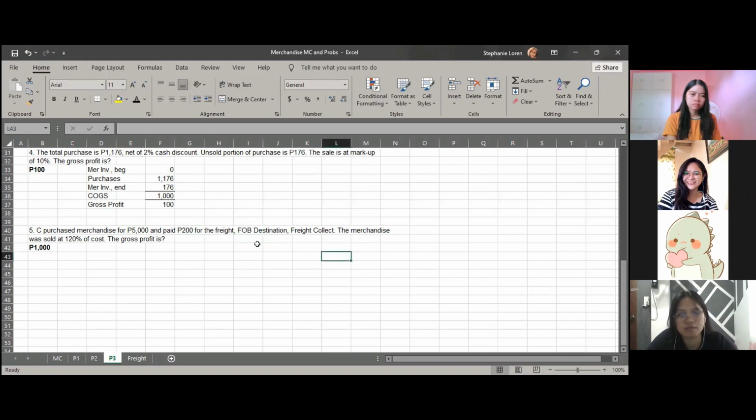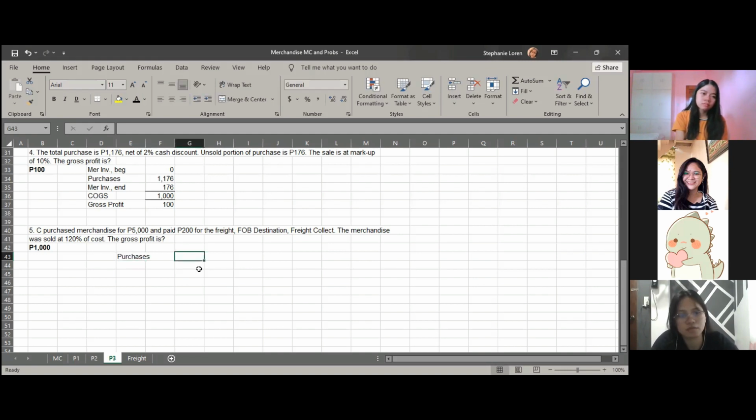So, pag FOB destination, ang mag-shoulder ng freight is yung seller. Correct? So, hindi siya kasama ng cost ng inventory mo or ng purchases mo kasi hindi ikaw yung mag-shoulder ng cost ng freight. However, sabi niya dito, freight collect. So, ikaw yung nagbayad. Binayaran mo lang. Kaso, hindi ikaw yung mag-shoulder ng cost. That's why, itong 200 na to, hindi siya kasama sa cost ng purchases mo na 5,000. So, assuming na walang merchandise inventory beginning and walang merchandise inventory ending, so your purchases is equal to your cost of goods sold.